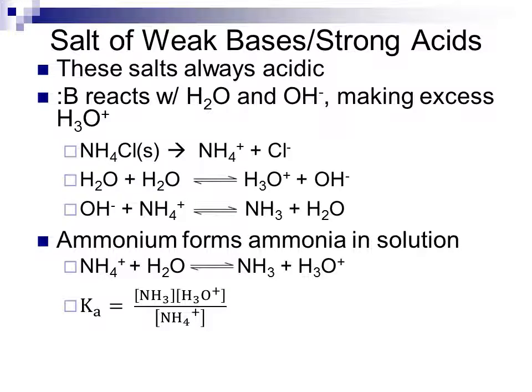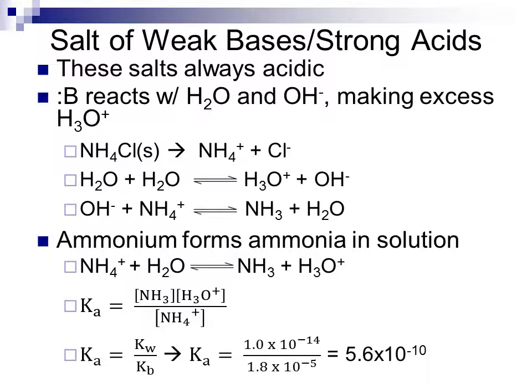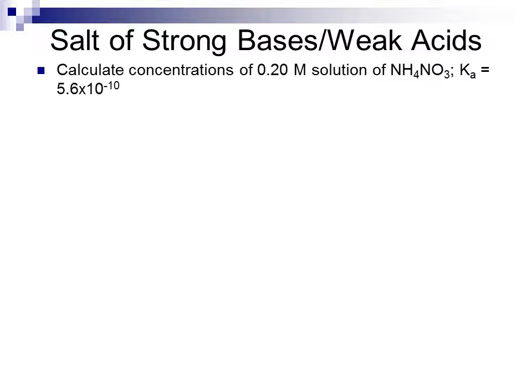The Ka for this will be NH3 times H3O plus divided by NH4 plus. So finding the Ka from the Kb, the Ka is equal to 1 times 10 to the minus 14 divided by 1.8 times 10 to the minus 5, since that's the Kb for ammonia. And we get 5.6 times 10 to the minus 10.